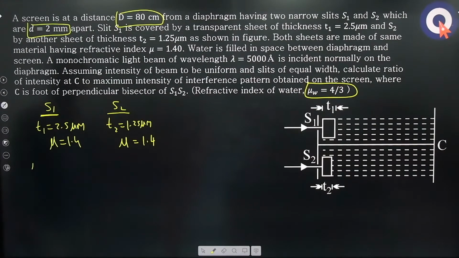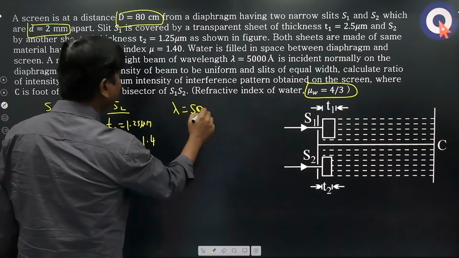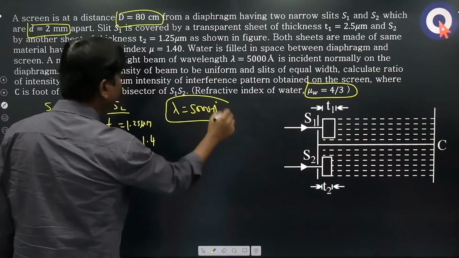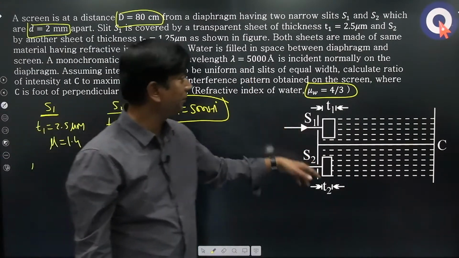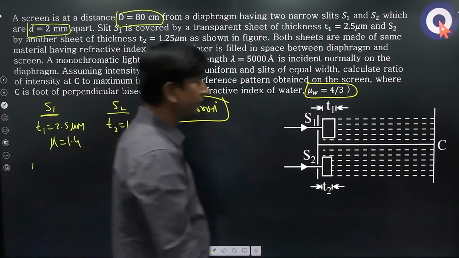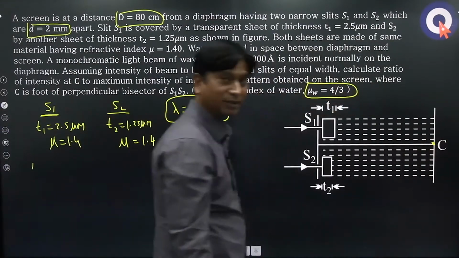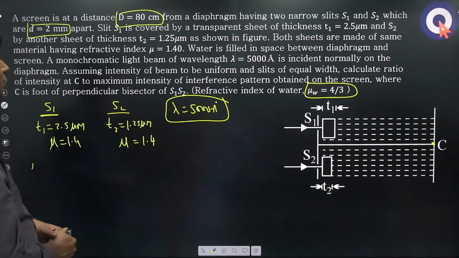A monochromatic light beam of wavelength lambda equal to 5000 angstroms, that is in air by default, is incident normally on the diaphragm, assuming the intensity of the beam to be uniform and the slits of equal width. So both will have the same intensities. Calculate the ratio of the intensity at C, they are asking, to the maximum intensity of the interference pattern obtained on the screen.